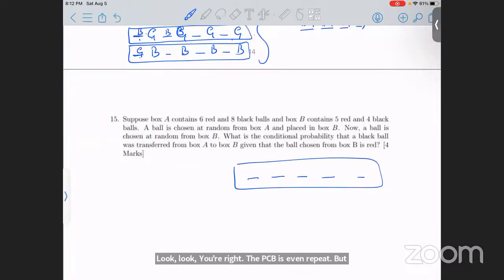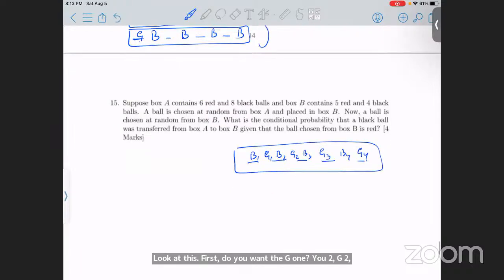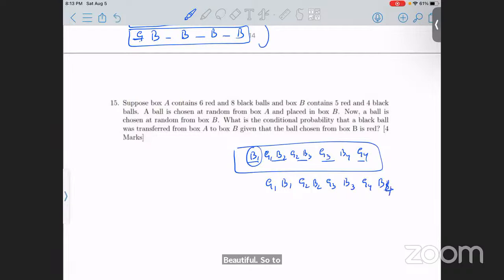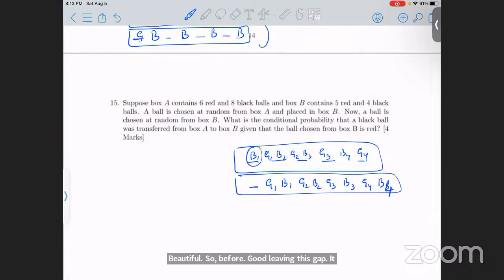Look at this. First, B1, G1, B2, G2, B3, G3, B4, G4. Let this be. No, you are leaving this position and you are telling G1, B1, G2, B2, G3, B3, G4, sorry, B4. You are leaving this gap. It is the same. But you have the choice to choose the direction, whether to start from here or to start from here.